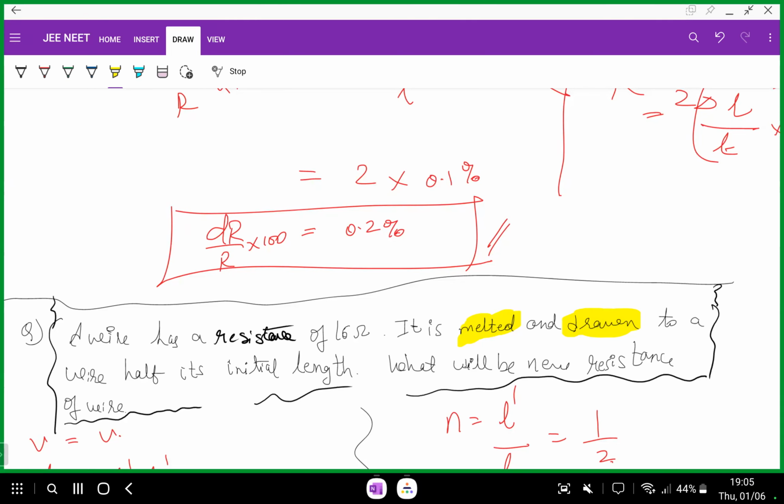So R equals rho L by A. In that we can substitute L as L by 2, A as 2A. So it will become R by 4. Volume is constant here, don't forget. We did this yesterday in the 10th standard also. R by 4, that means 4 should be the answer.